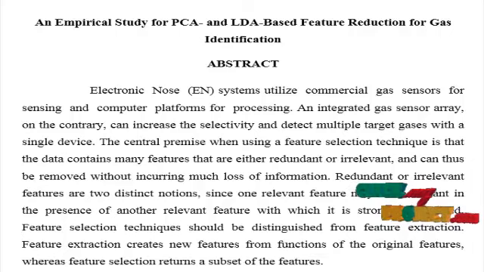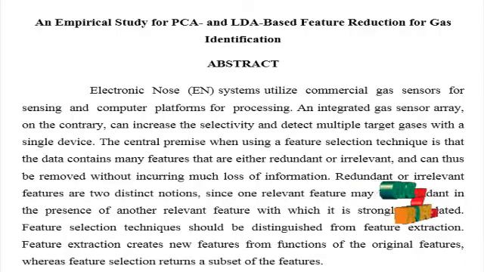device. The central premise when using a feature selection technique is that the data contains many features that are either redundant or irrelevant and can thus be removed without incurring much loss of information. Redundant and irrelevant features are two distinct notions, since one relevant feature may be redundant in the presence of another relevant feature with which it is strongly correlated.